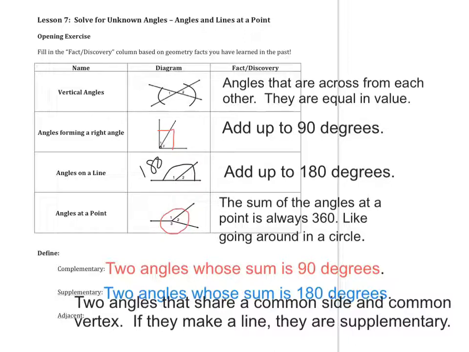Two things to remember about complementary and supplementary. If I was to make a C for complementary, I could also turn that into a 9 for a 90. So that's a good way to remember complementary is 90. And if I was to draw an S for supplementary, I could also turn that into a 180, so that's a good way to remember that supplementary is 180 and complementary is 90.